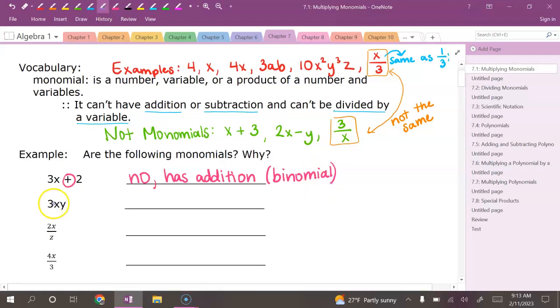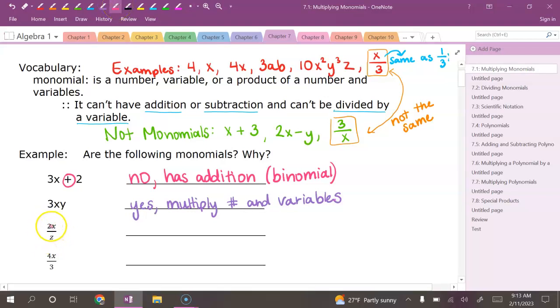The next one, 3xy, I would have said yes to this one. And the reason why is they're just multiplying your number and variables. It's the product of a number and variables. There's no plus signs, there's no minus signs, there's no division by a variable. It's not breaking any of those 3 rules that we had up above.